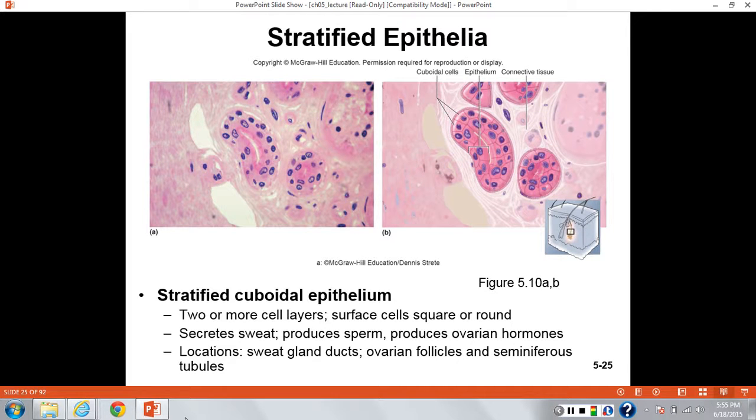We sweat to do what? Cool off. But not only that, our sweat contains antibodies that can kill certain microorganisms that can be on our what? Skin. Perfect.